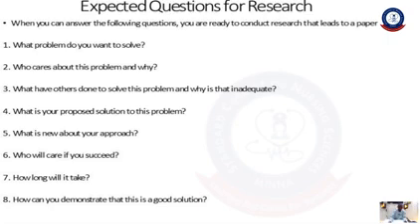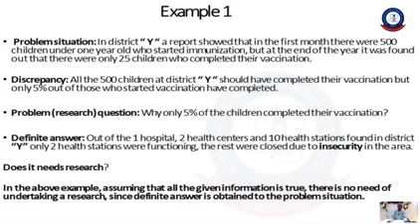For example, now we want to look at some problems to know whether they are researchable or not. Problem situation, that's the first one. In this district Y, a report showed that in the first month there were about 500 children under 1 year old who started immunization. But at the end of the year, it was found out that there were only 25 children who completed their vaccination. So now we'll look at the problem critically and see whether it's researchable.